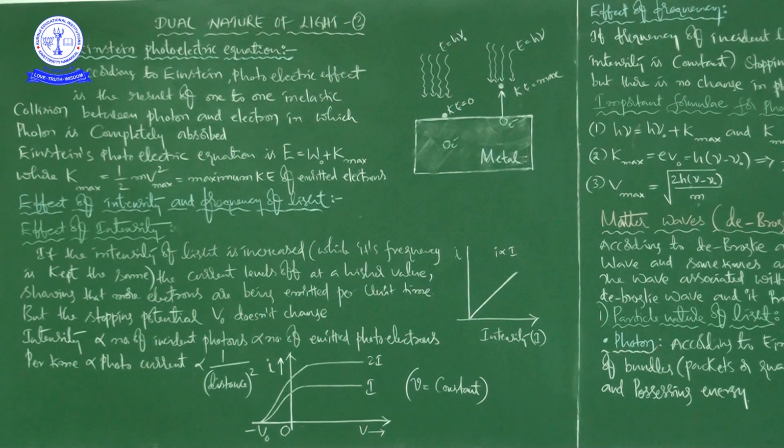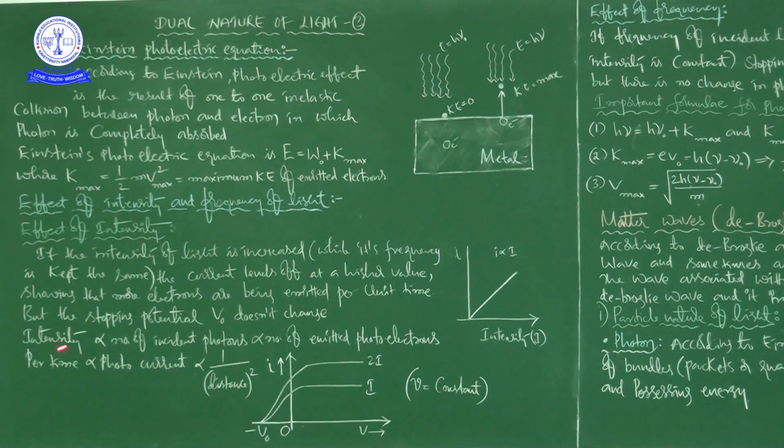E is directly proportional to photocurrent. E is directly proportional to 1 by distance square, right? So try to understand this relation. At the same time, we have to keep in mind what is what.